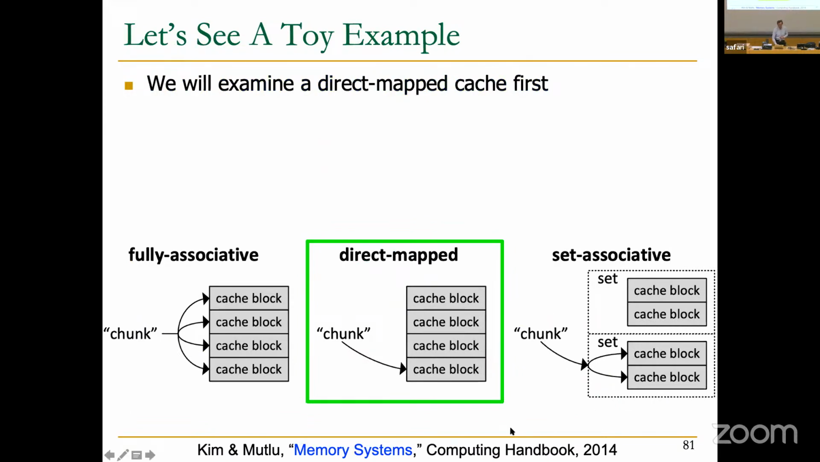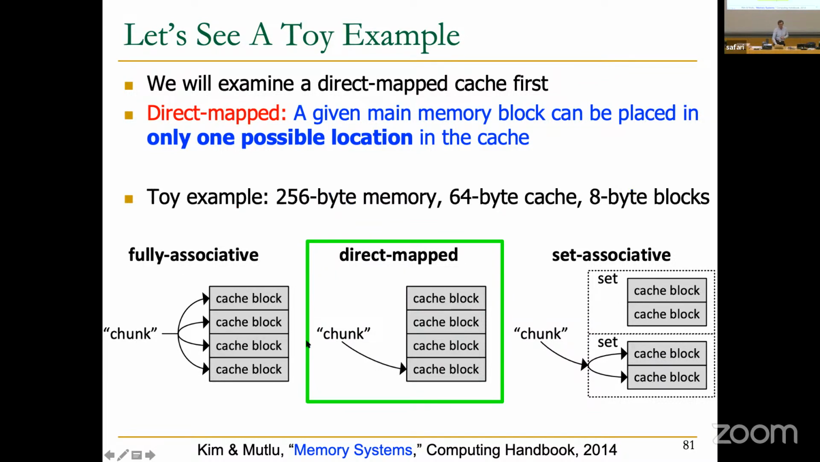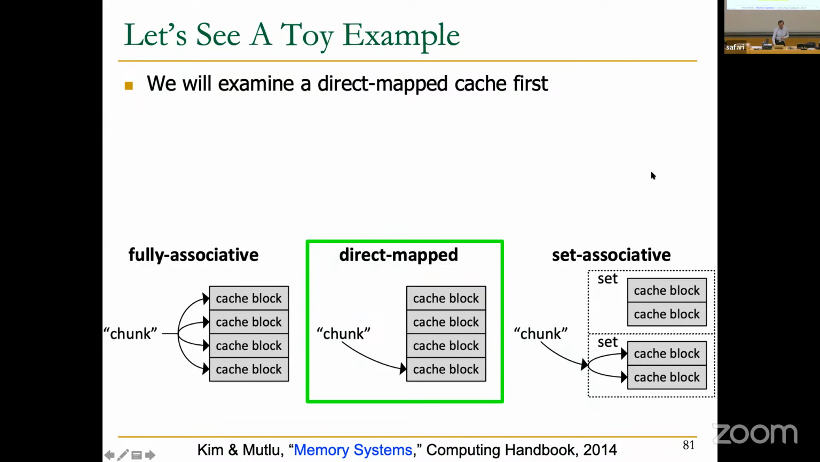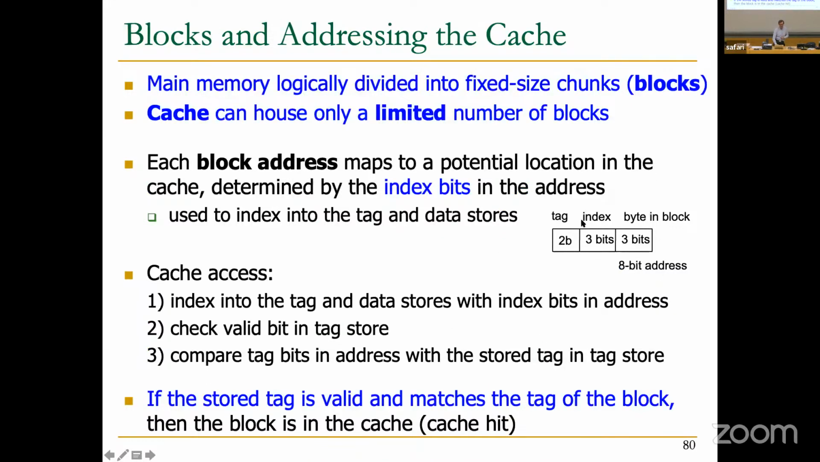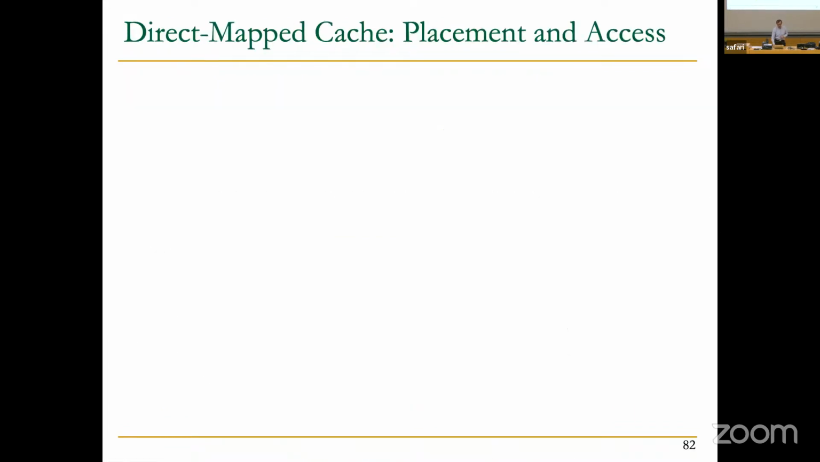Now we're going to take a look at a direct map cache and see how it's constructed. Remember, in a direct map cache, a given main memory block can be placed in only one possible location in the cache. Okay, so we're going to have a toy memory, 256 byte memory, which is small, as you can see. And we have a huge cache comparatively, 64 byte cache. And each cache block is 8 bytes. So it's essentially going to correspond to this address organization with direct map caches.